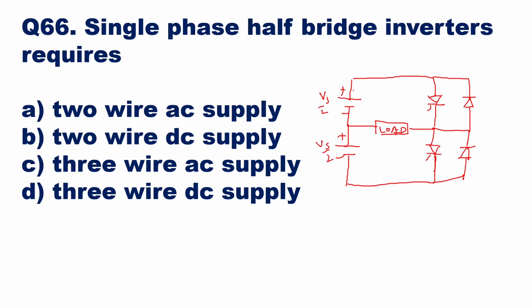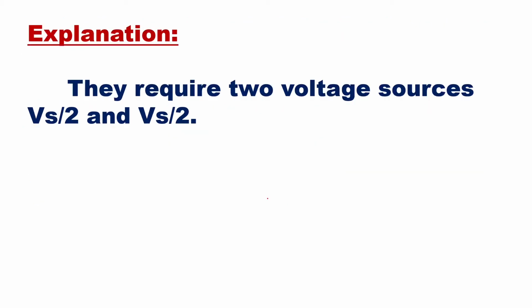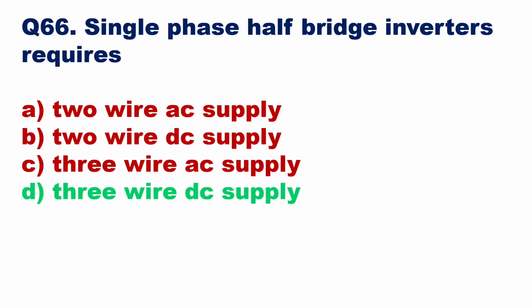Now here, if you see this supply, this is 1, 2, and 3 wires. So it is a 3 wire DC supply. So here option D will be the right answer. This is very important for half bridge inverters because it is also one of the demerits. It is a very important concept of the half bridge voltage source inverter. They require voltage sources Vs by 2 and Vs by 2. So it is a 3 wire DC supply that is required by half bridge inverters.